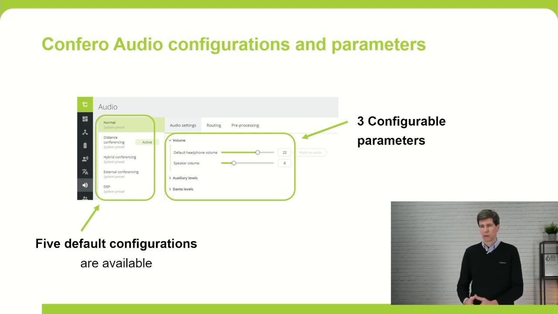So, for example, for the unlicensed features, we will have 3 configurable parameters: the volume of the headphone and the speakers, the auxiliary levels, and also the levels of the Dante that can each individually be tuned. Next to that, the 5 default configurations will remain as we had it already in the past, but they will be put in another place. So I'll give more details in the next coming slides.